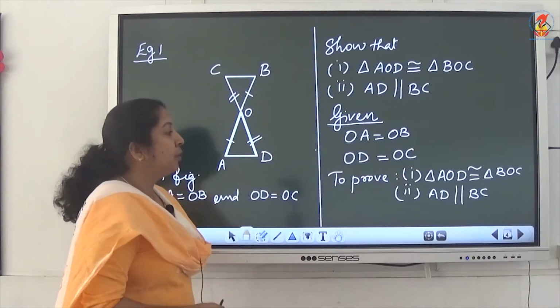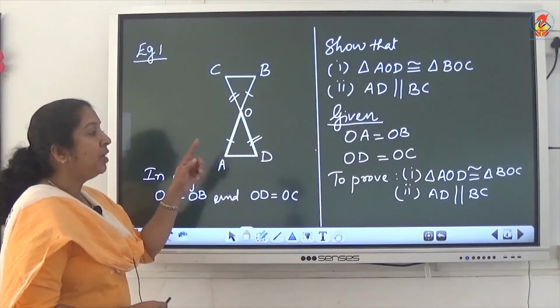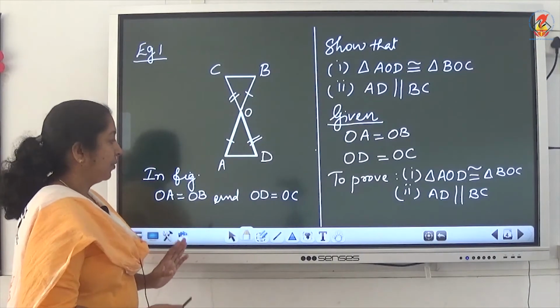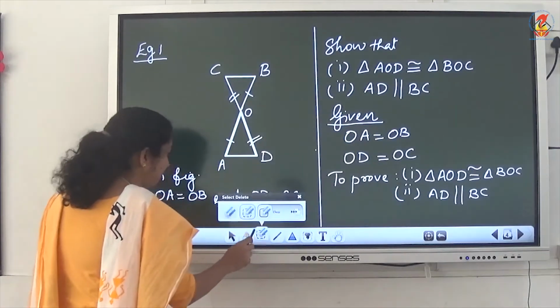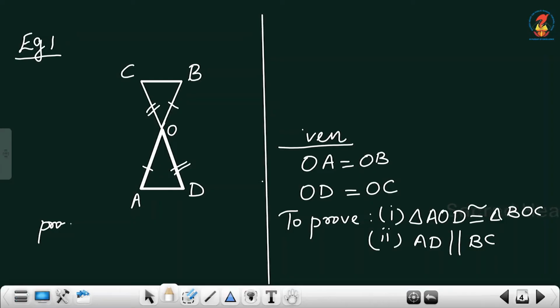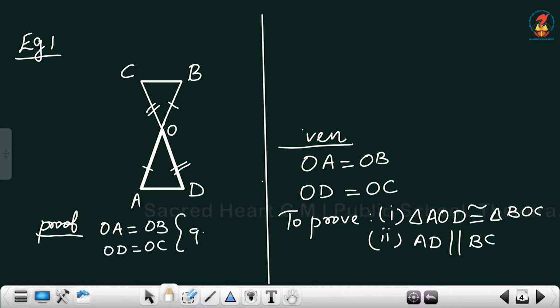So, here we are going to prove triangle AOD is congruent to BOC. Next is proof. So what is given? OA is equal to OB, OD is equal to OC is given. So two sides are given. Two sides are given, so we have to check whether the included angles are equal.